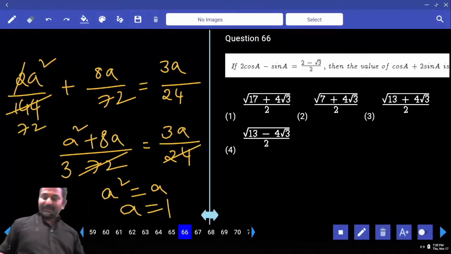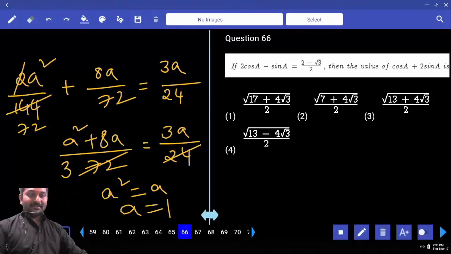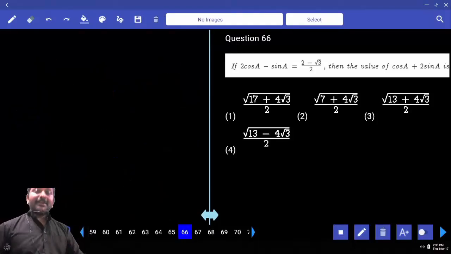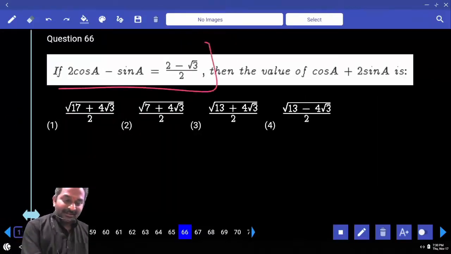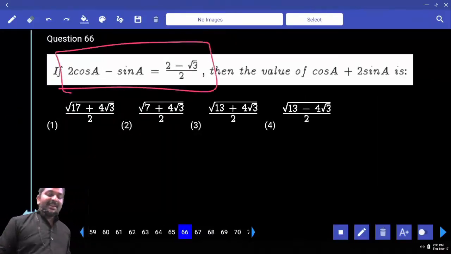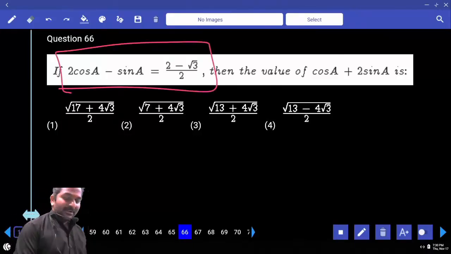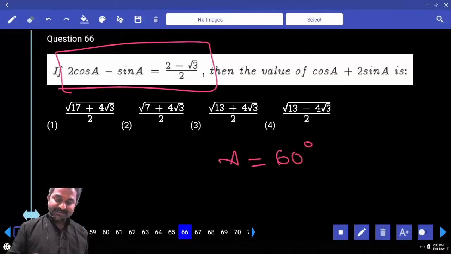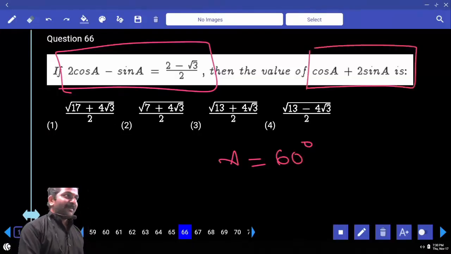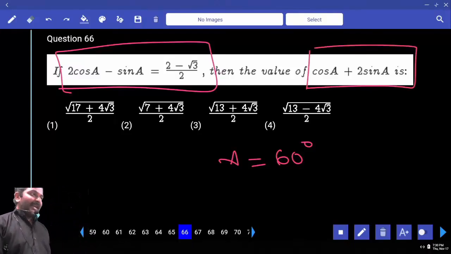Now there are two ways to answer this question. Number one, substitution. 2 cos A minus sin A must be equal to 2 minus √3/2. So the condition gets satisfied for the value A equal to 60 degrees. And substitute the value 60 degrees here in cos A plus 2 sin A.